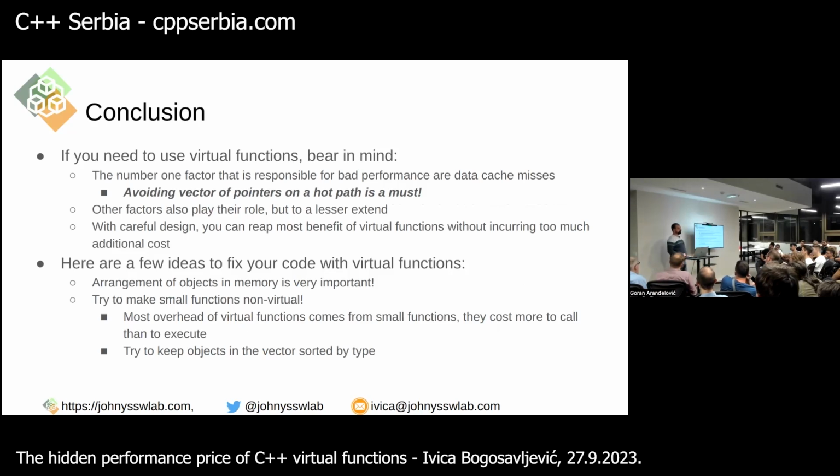So if you want to use virtual functions efficiently, you need to bear a few things in mind. You need to avoid a vector of pointers around your hot path. The hot path is the part that takes the most time. In this way you will avoid data cache misses. Data cache misses are what cost the most with regard to software performance. Other factors also play their role, but not that much. With careful design, you can reap a lot of benefit from virtual functions without paying the price of going really bad. So how to fix your code with virtual functions?